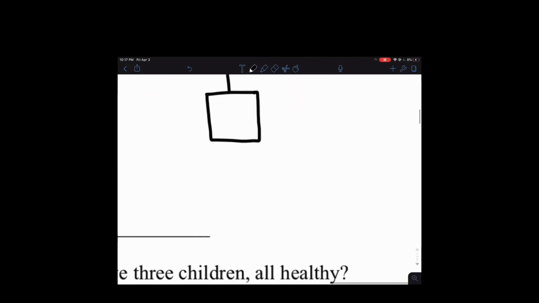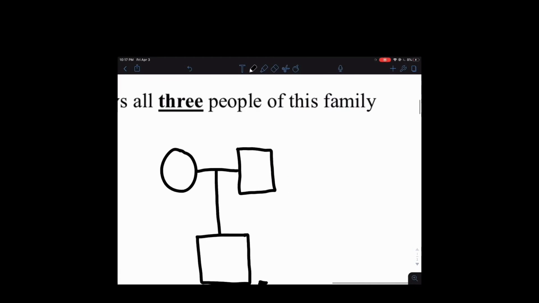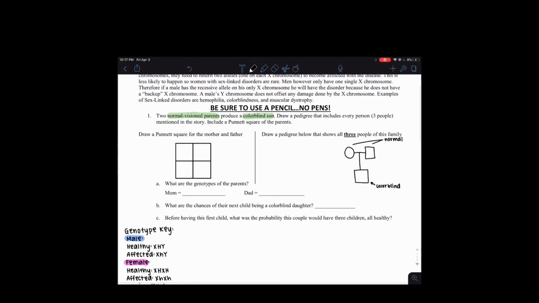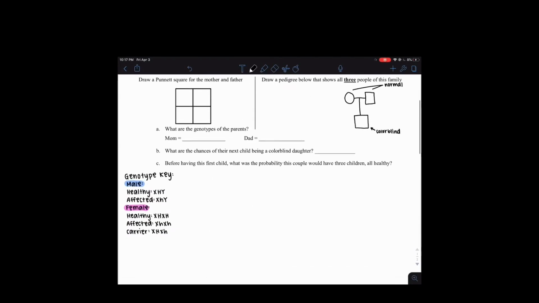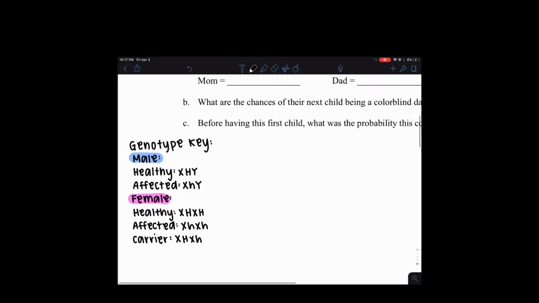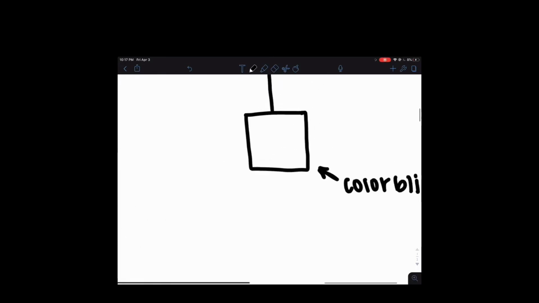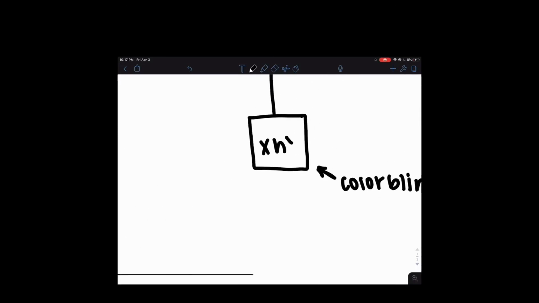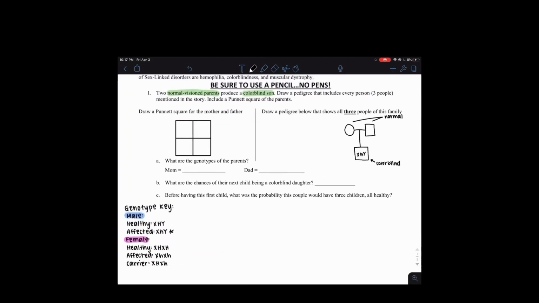So after reading the story, we know that the son is colorblind, so we can just label that here on the pedigree. And we also know that the parents are unaffected and normal, so we can label that here as well. Now looking at our genotype key, we see that an affected male is X lowercase h Y, so we can write that in our pedigree right here.